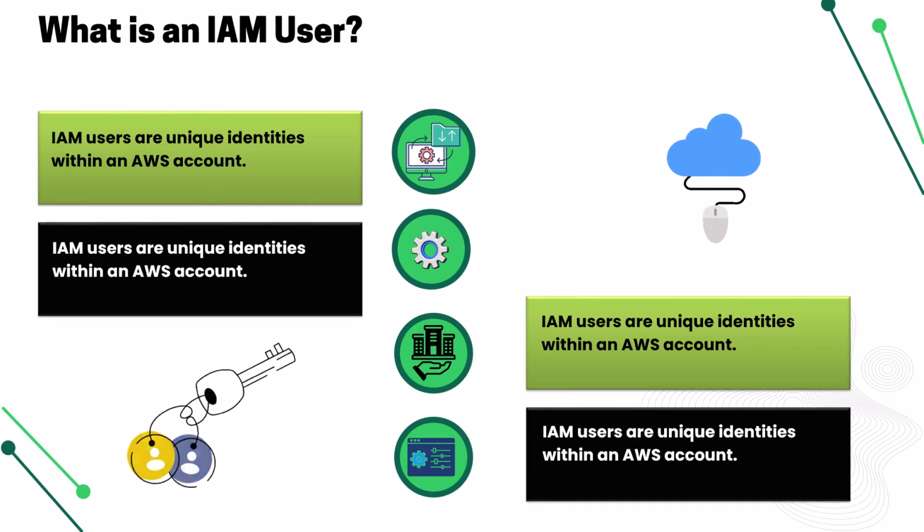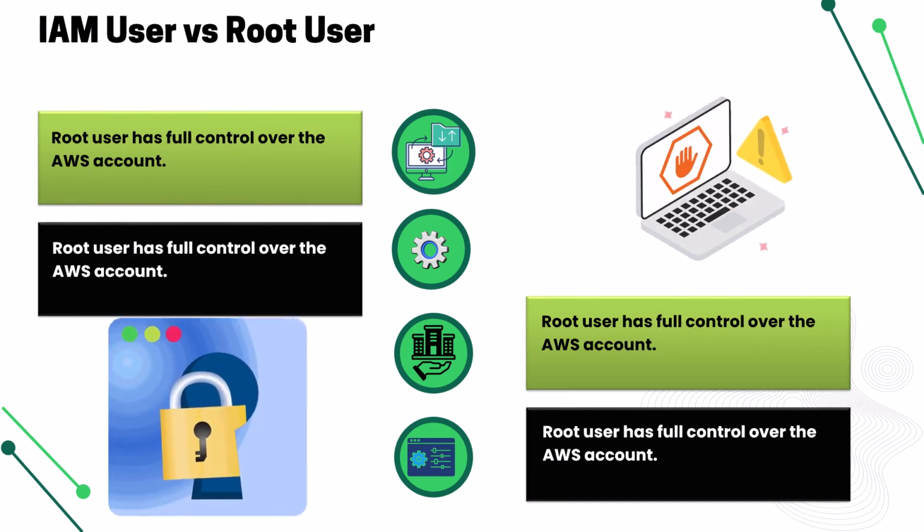Let's unpack that further. Imagine a king, the root user, ruling over a castle. He has full control, but letting every knight act as king could cause chaos. That's why IAM users exist, each with assigned permissions, reducing risk. Using root credentials for daily tasks? Big no-no. IAM users keep things structured and secure.